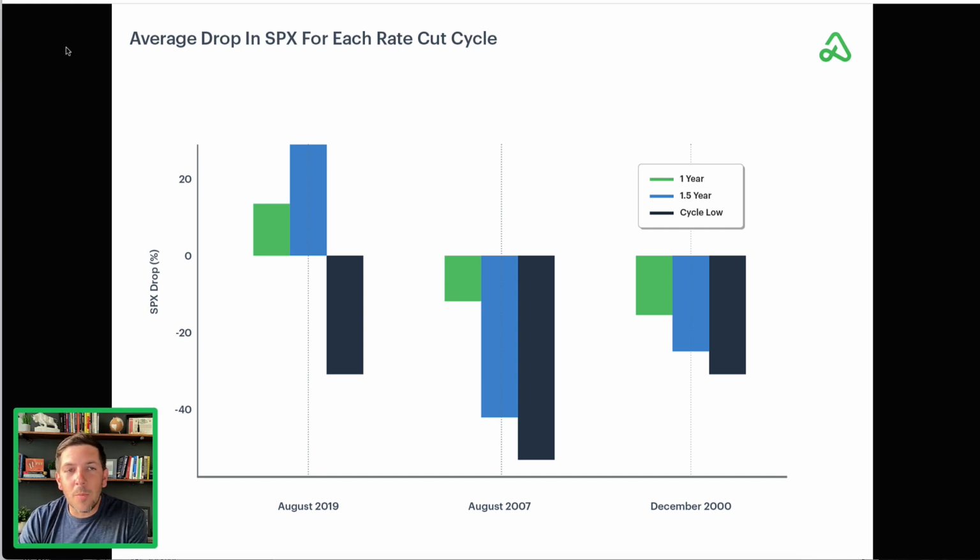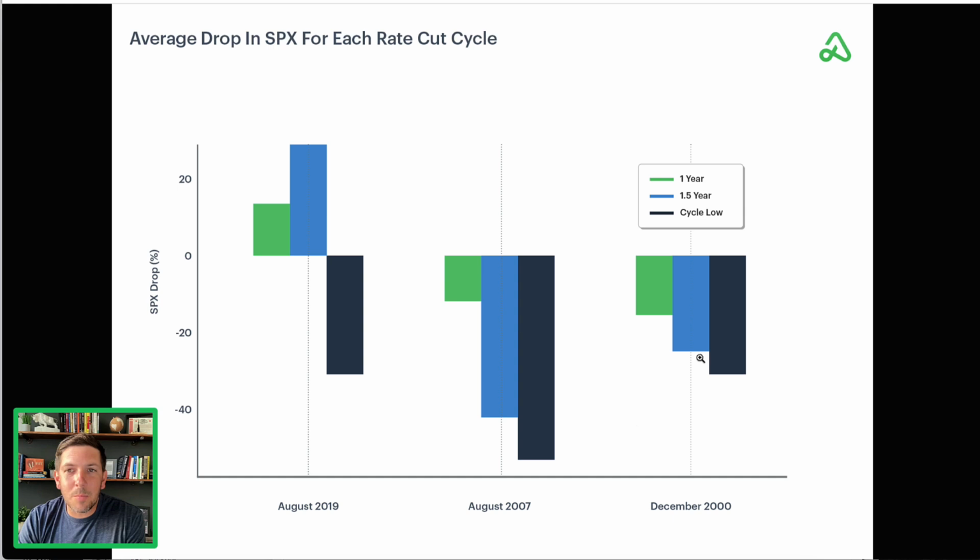So if you go back and look at the average drop of the S&P for each of the rate cutting cycles, the first one started in December 2000 around the dot-com bubble, and then you've got August 2007, a precursor to the global financial crisis, which is when they started cutting rates. And then in August of 2019, they cut rates as well, right ahead of the pandemic that was coming. Now, we didn't know the pandemic was going to come, but they also cut rates heading into that time period.